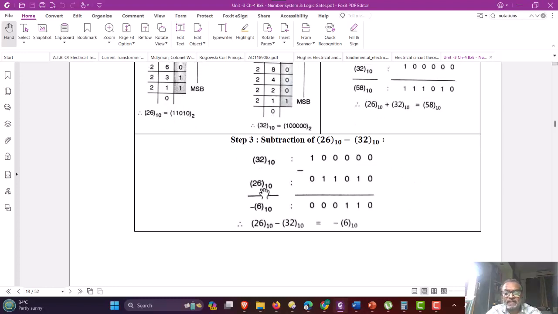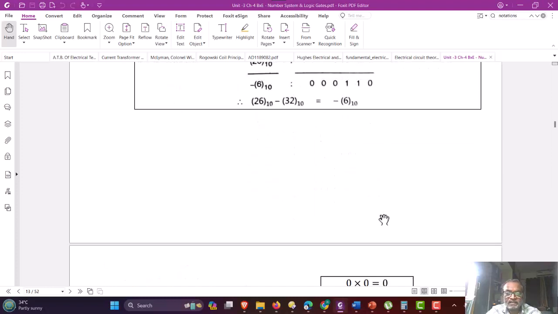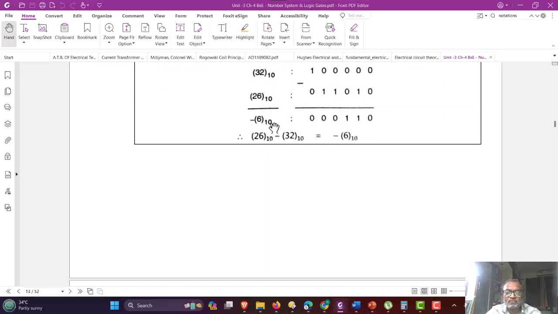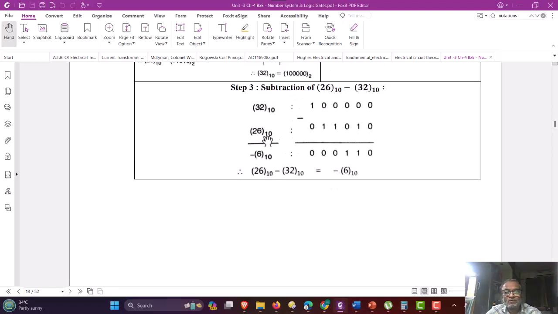Here, 32 minus 26 is 6. Here it is wrongly printed as minus 6. Therefore, you will get the binary result 110, which corresponds to decimal number 6. We will make this typo correction in this problem; the minus sign will not be there. If you do the reverse procedure, 26 minus 32, then you will get a borrow generated, and that indicates that the number is negative.